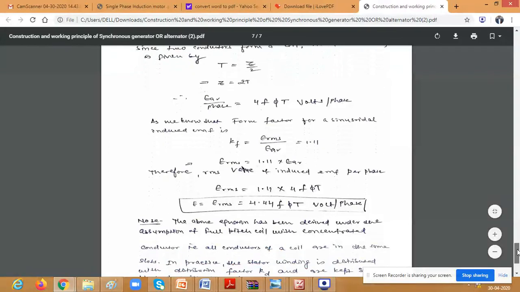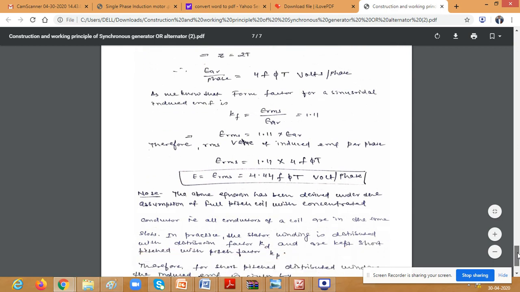Now, we have discussed in our AC circuits the form factor for a sinusoidal induced EMF, because here our output is sinusoidal. In this case, Kf is given by the RMS value of voltage divided by the average value of voltage, and it is 1.11. So the RMS value becomes 1.11 multiplied by E average, and therefore the RMS value of induced EMF is 4.44 f phi T volt per phase. That is the formula we derived here.